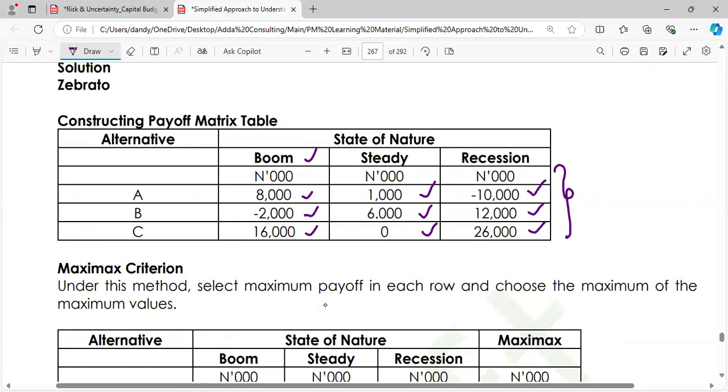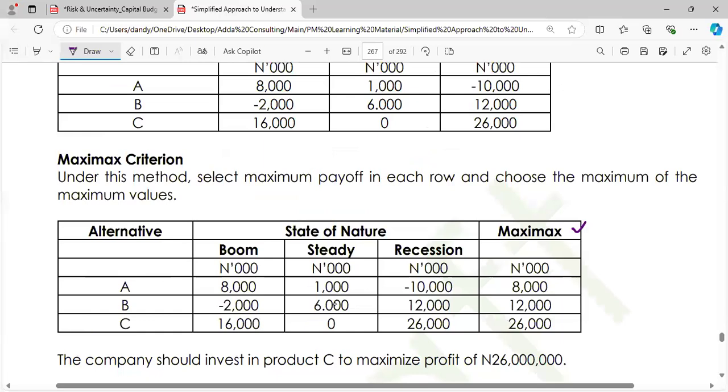Now that I have the payoff table, I need to evaluate each alternative critically using the available evaluation methods. The first one is Maximax. Under the Maximax criterion, you are expected to select the highest payoff value in each row. So all you need to do is repeat the payoff table under Maximax, then on the right-hand side, you write Maximax. That's the Maximax column there. You repeat the same payoff table, which is still the same as the original. From the original payoff table, you select the maximum number in each row.